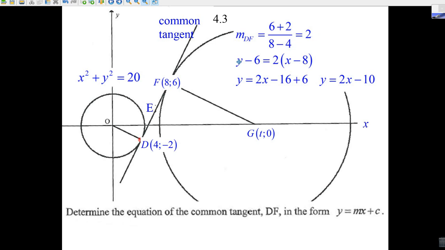So we go y minus y1 equals m times x minus x1. The m must be 2, and the point is x is 8 and y is 6. We just put those numbers into that point-gradient formula, and there's the line. We get 2x, we get -16, we add 6. The equation of the line must be y equals 2x minus 10.